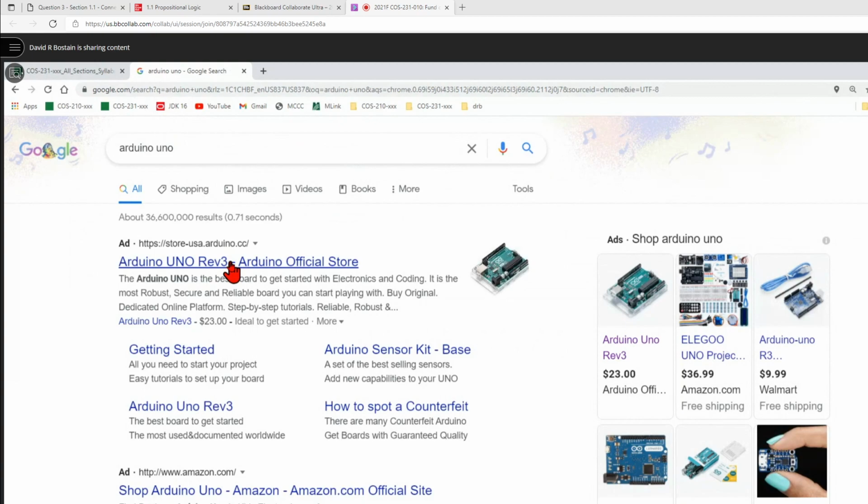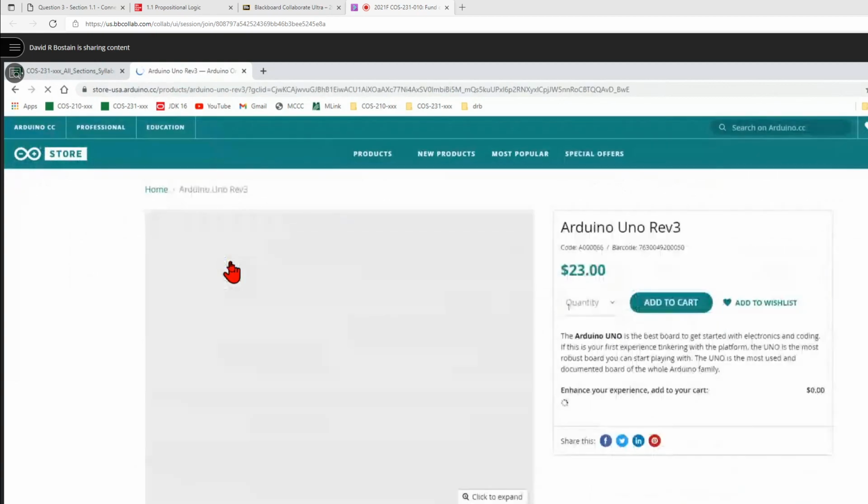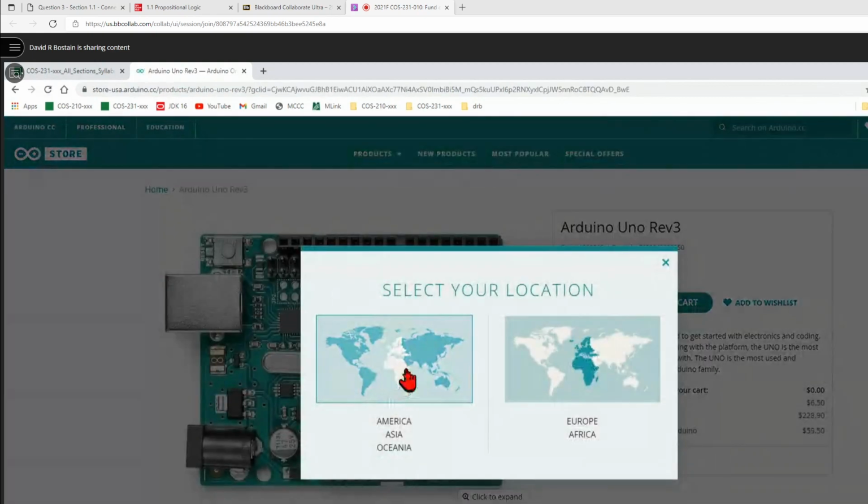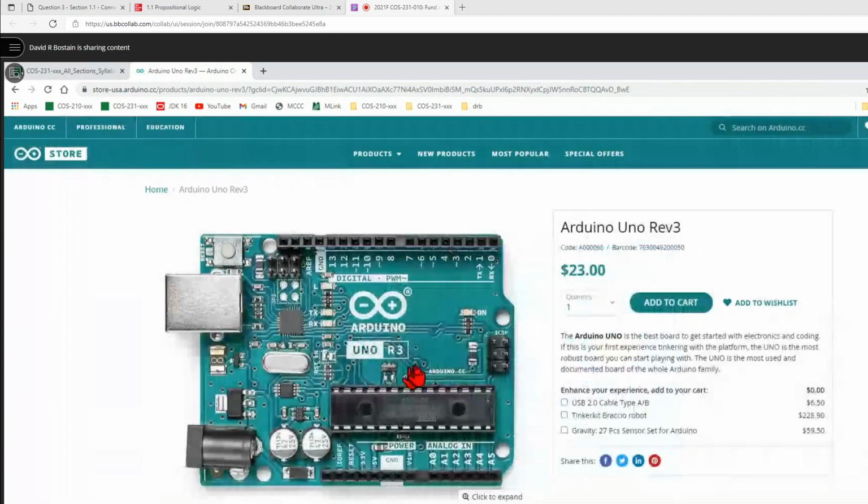And if I just go to the store and say I'm in America, this is an Arduino Uno Rev 3. Now you may have to search their site a little bit to find it. It only costs $23. You want to make sure you get the Rev 3. You want to make sure it's an Uno. You want to make sure it has the large chip right here. There's some that have a little tiny chip here. They're not appropriate.